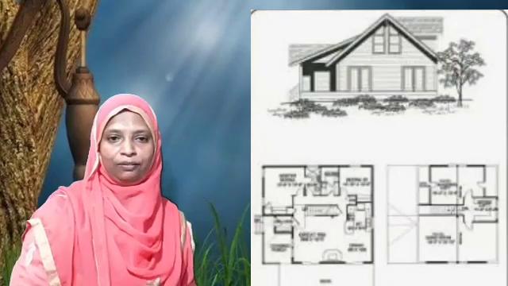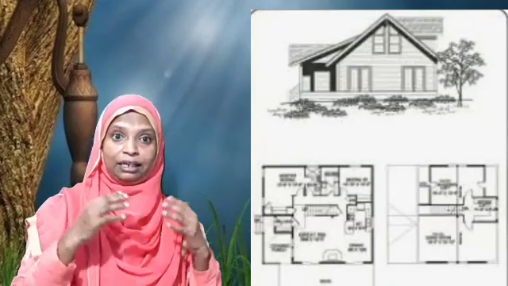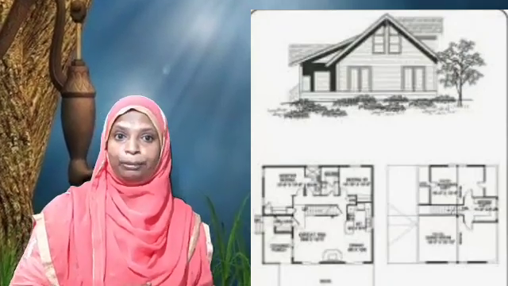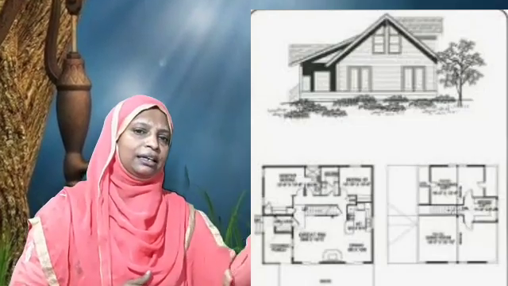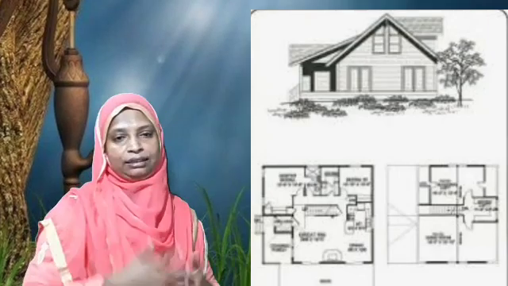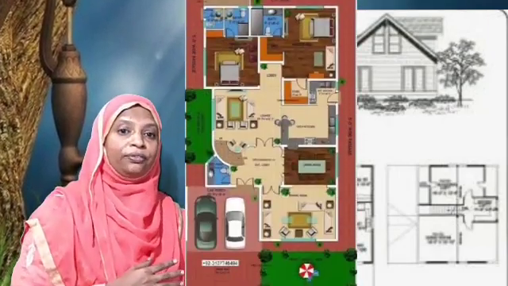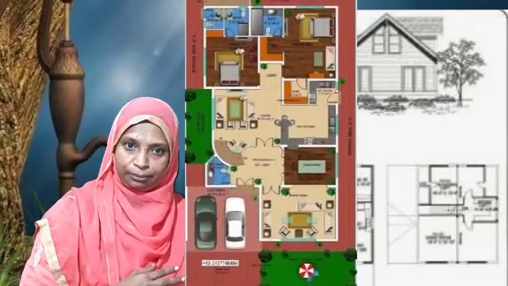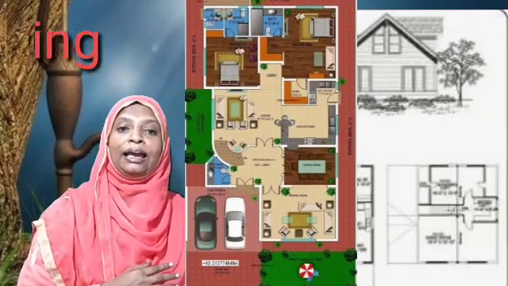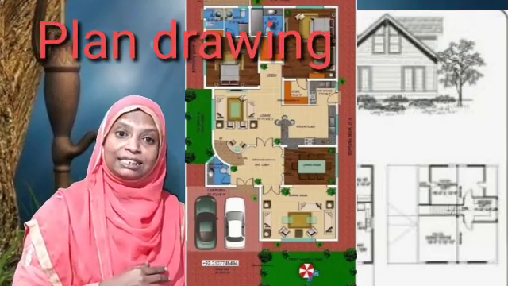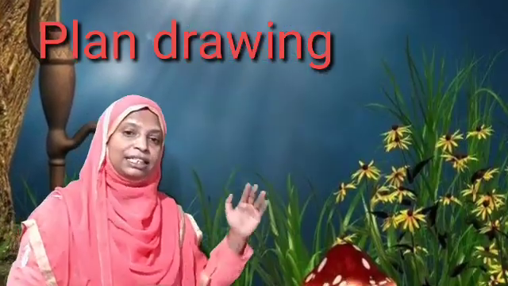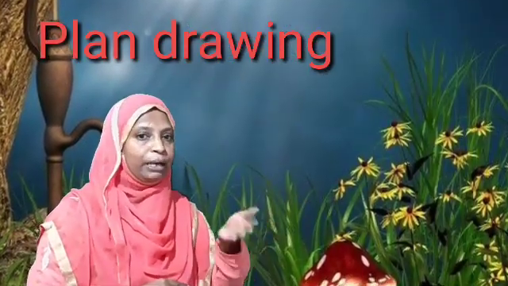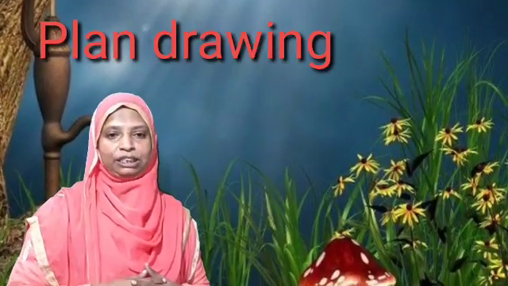There we will have correct measurement, especially while we are drawing, or at the time of constructing our houses, buildings, etc. We will have correct planning, how many centimeters of width and length, etc. So whenever we are drawing with the correct measurement, that is known as plan drawing. So sketch and plan are two other types of drawing. Sketch is without any measurement, but plan drawing is with measurement.